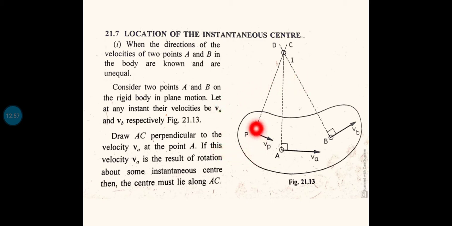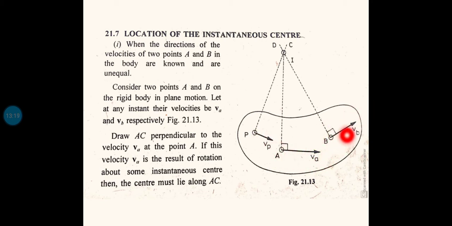So here the point P is having velocity in this direction, and the magnitude is Vp, and Vp is not equal to Va. Here A is having velocity Va along this direction. See, both direction and magnitude are different. This is a shorter vector, this is a larger vector, which means this will have a larger velocity, and this is in this direction, and Vb is along some other direction not parallel to all these.